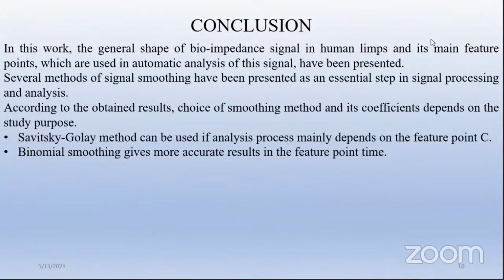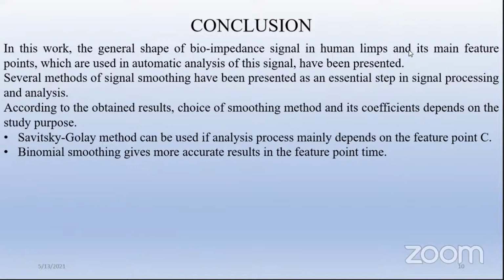So, as a conclusion, in this work, the general shape of the bioimpedance signal in human limbs and its main feature points, which are used in automatic analysis of the signals, has been presented. Several methods of signal smoothing have been presented as an essential step in signal processing and analysis. According to the obtained results, the choice of the methods and their coefficients depends on the study purpose.